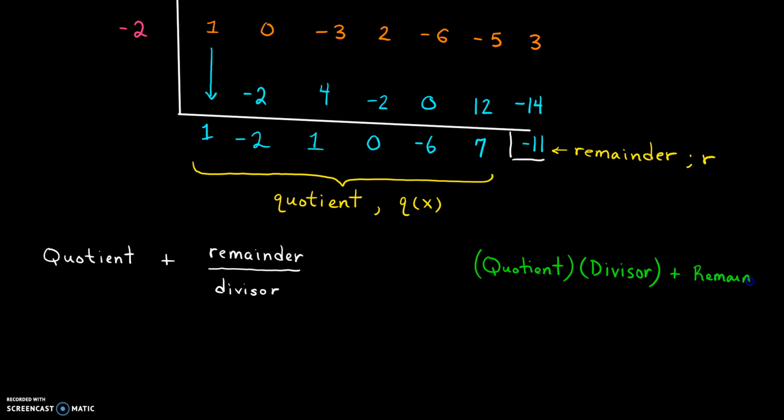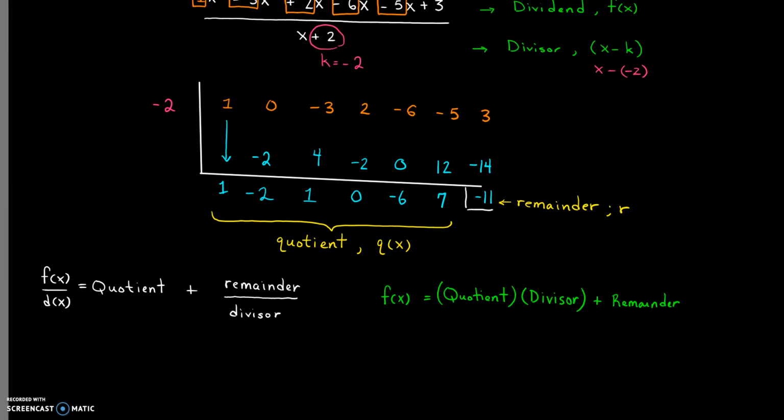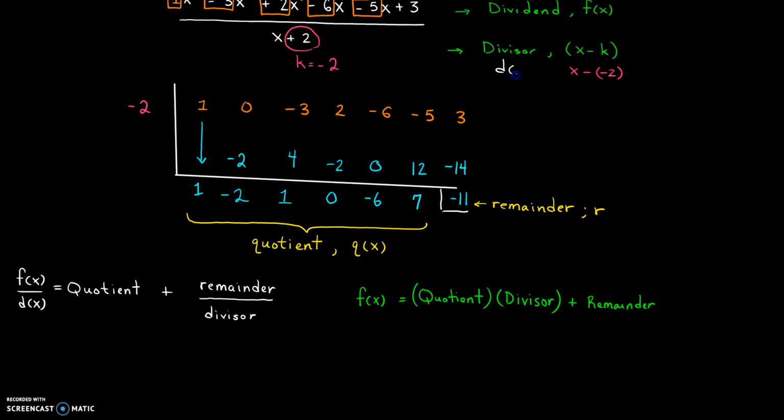Now this is going to equal f of x. And this other form over here does not equal f of x. This one equals f of x over your divisor, d of x. We'll just call d of x the divisor, and I'll label that up here. d of x is our divisor. So again, we have different ways to represent our answer here.